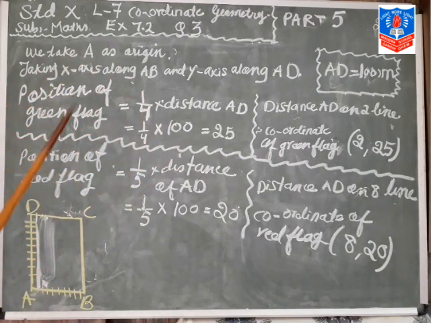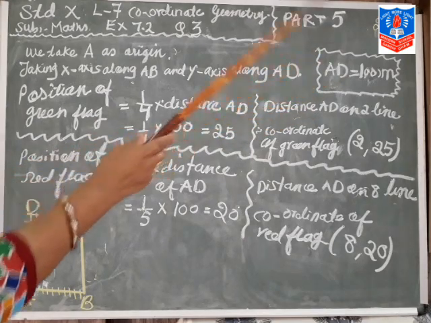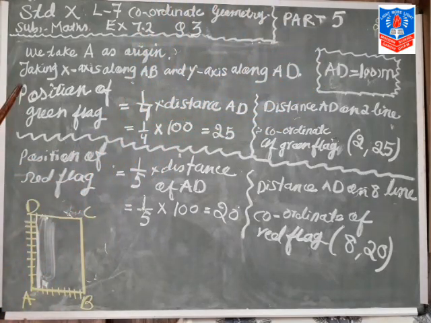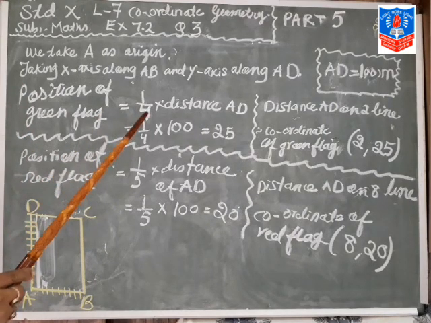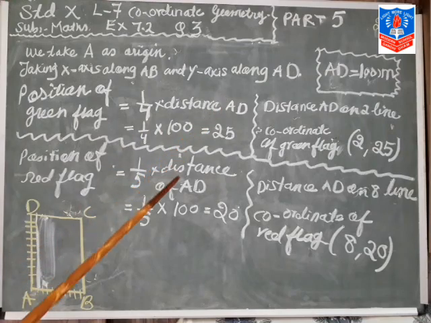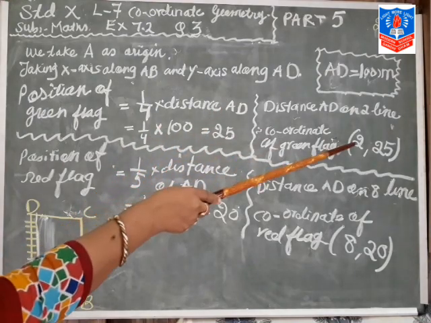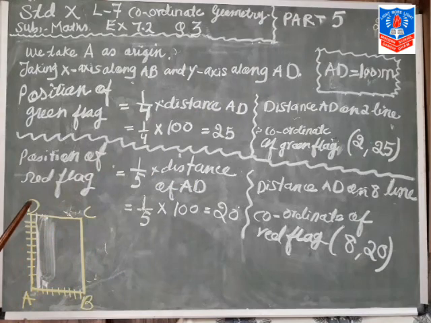Okay, we take A as the origin, x-axis along AB and y-axis along AD, and AD equals 100 meters. Clear? Now here it is given the position of the flag. Okay, we assume the position of the flag. So Niharika runs 1/4 the distance of AD on the second line, and posts a green flag. So first we will write the position of the green flag.